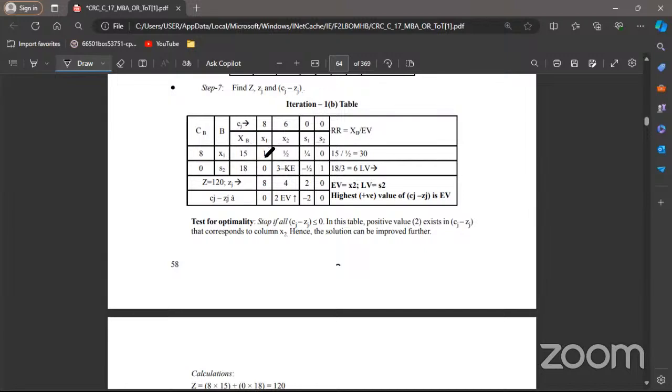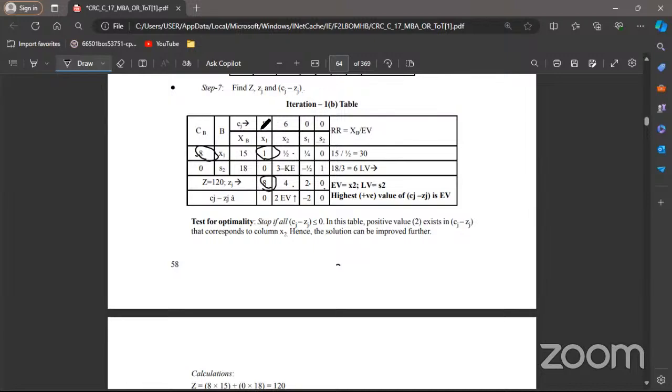How do you find out Zj? 1 into 8. 1 into 8 is how much? 8 plus 0, 8. Half into 8, 4. Plus 1 by 4 into 8, 2. 0 into 8, how much? 0. Now again, Zj is there.